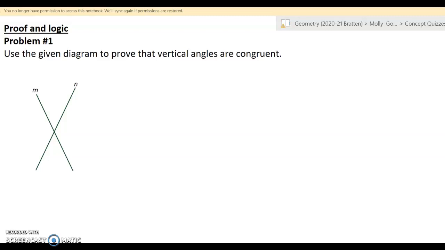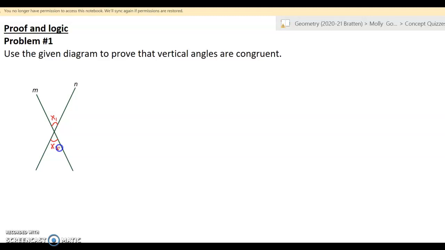Hello, this is proof in logic, problem number 1. So it says, use the given diagram to prove that vertical angles are congruent. And the first set of vertical angles I see is this with this one, and I'll label them x1 and x2, just so they have labels and we can differentiate them.